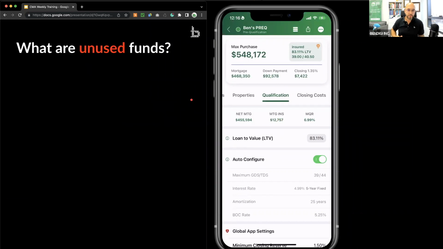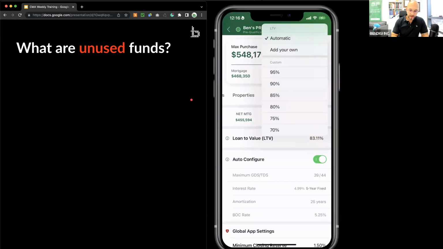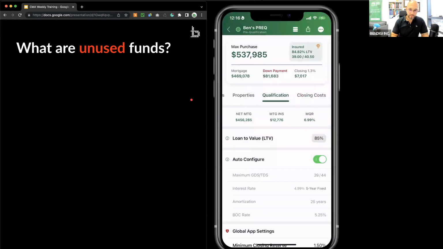Okay, let's move on. What are unused funds? We haven't got there yet, but let's talk about how to customize LTV. It's very simple. You can just tap on this and set it. Done. So now the tool is not calculating the LTV, because previously it would do its magic, figure out the maximum purchase price, and then tell you, based on all my configuration and assumptions with the max purchase price, this is the result. The LTV becomes the result.